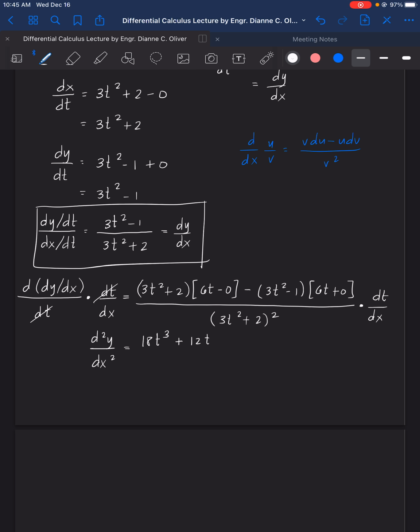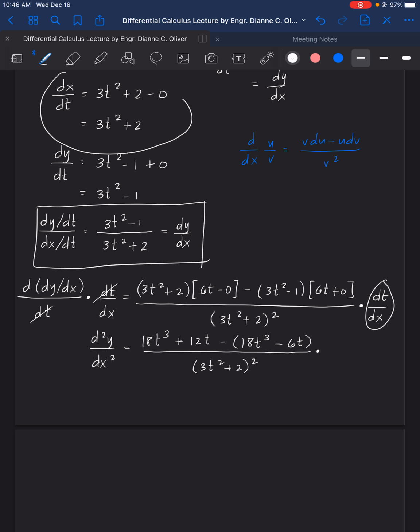And then minus 18t cubed. And then minus 6t, all over (3t squared plus 2) squared. Then we multiply it with dt over dx. Where will we find dt over dx? It's this one here, but only the reciprocal. So we have the value for dt over dx as 1 over 3t squared plus 2.